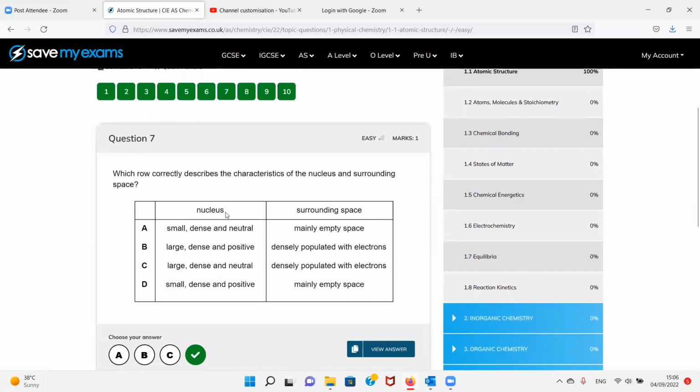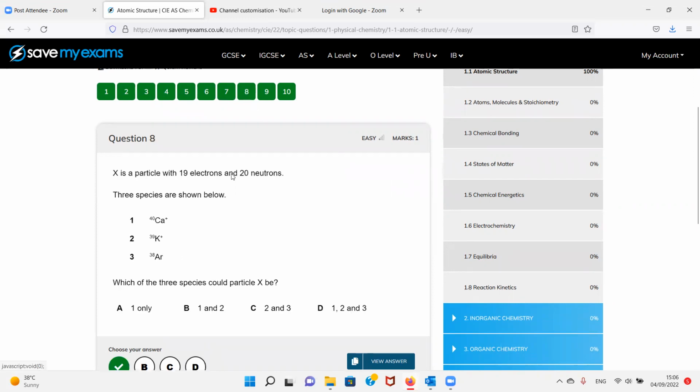Okay, so next question here is which of these rows is correct? So here we have a description for the nucleus and the surrounding space. The nucleus small, dense, and neutral. It's not neutral. And the surrounding space, mainly space, yes, but this statement is incorrect. Large, dense, positive, no, because it's small. And densely populated with electrons, it's not correct. Large, dense, and neutral, it's not neutral, so this statement is incorrect. Small, dense, positive, yes. Mainly empty space, yes. So the correct answer is D.